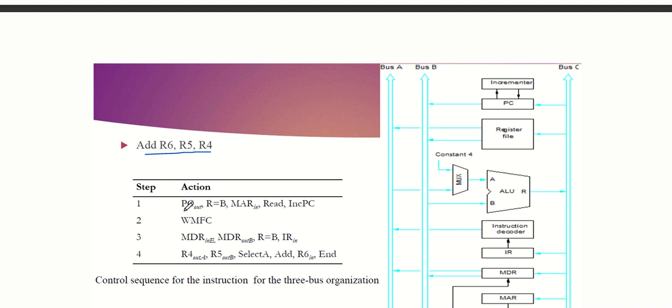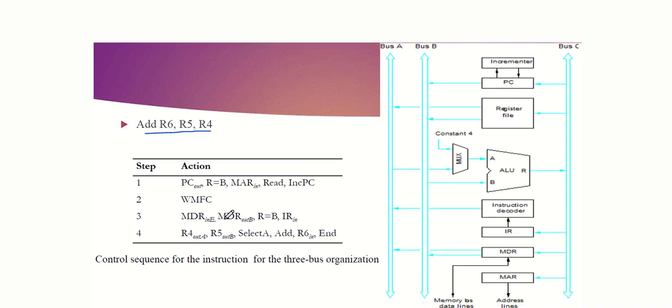So we'll say PC out. Now once we say PC out, we have to say R is equal to B. Yes, R is equal to B. Then we have to say MAR in, read, and increment PC. Yes, so let me explain that line.